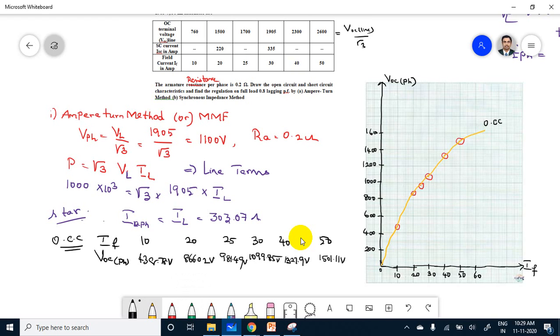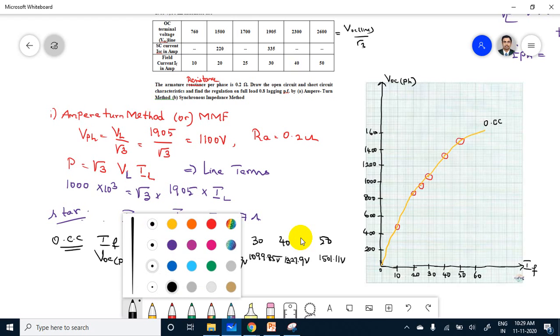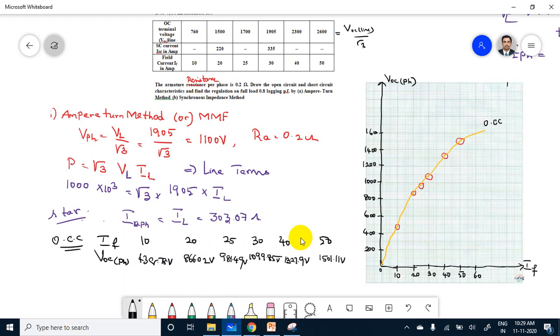Okay, now parallelly we have to draw for short circuit current. This line will be ISC per phase, the short circuit current. Here you see the readings for short circuit current, 220 and 335.